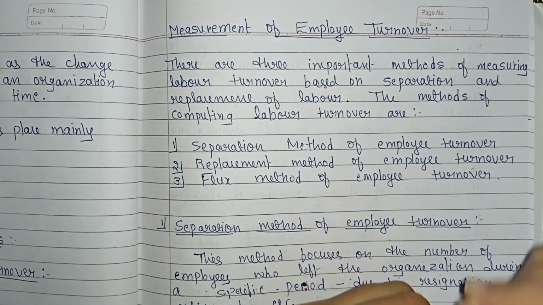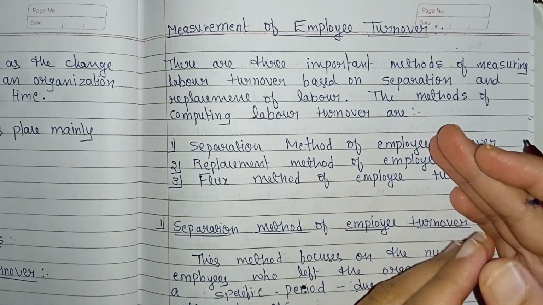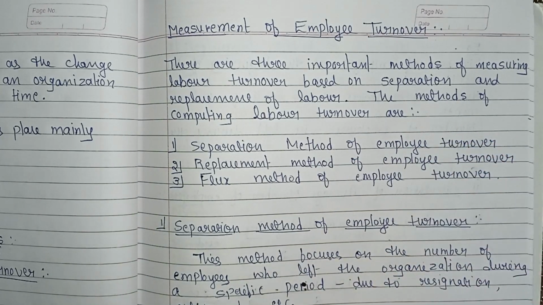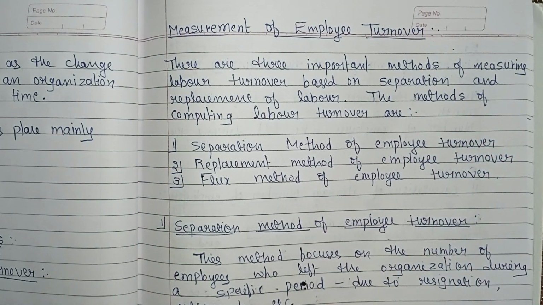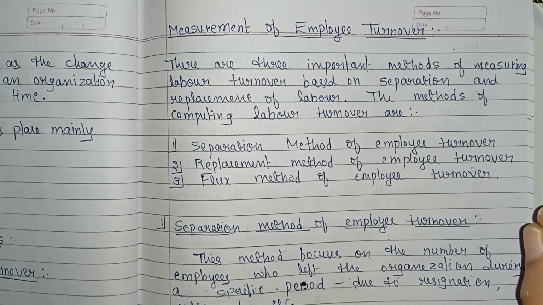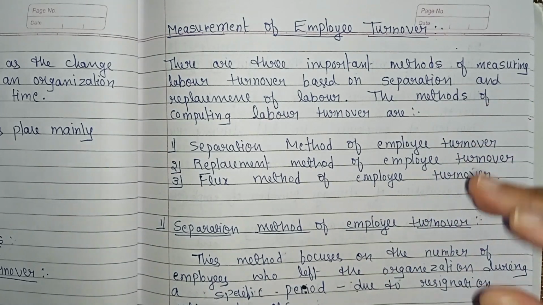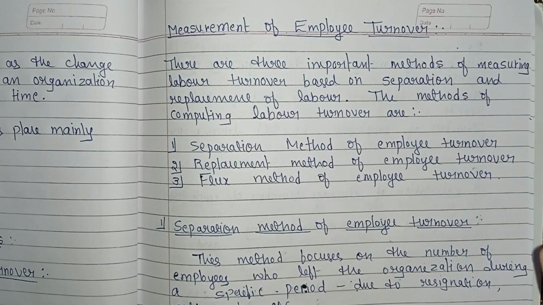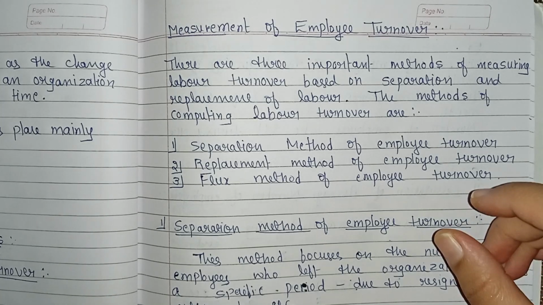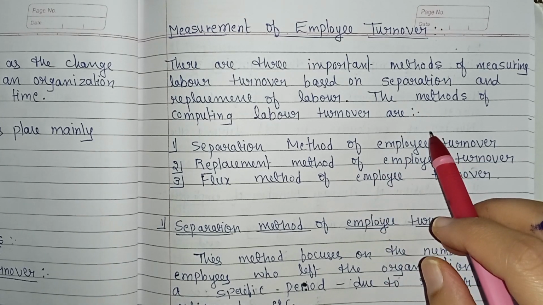So measurement of employee turnover means calculating how many employees leave an organization over a specific period, and comparing it with the average number of employees during that time. This is what measurement of employee turnover is. Clear? So there are mainly three methods.